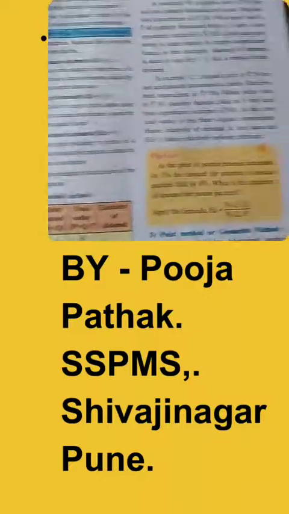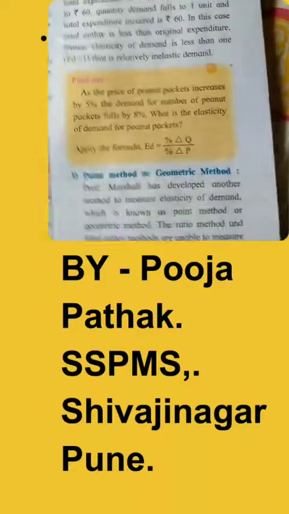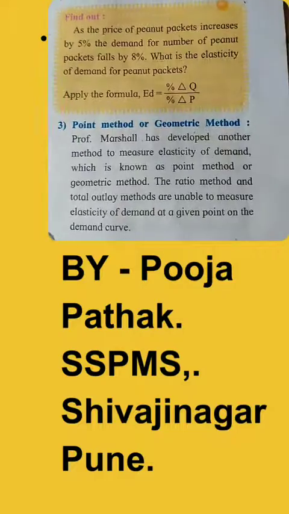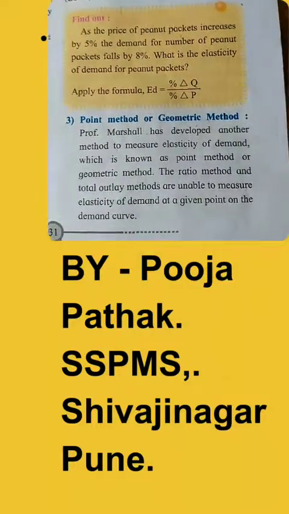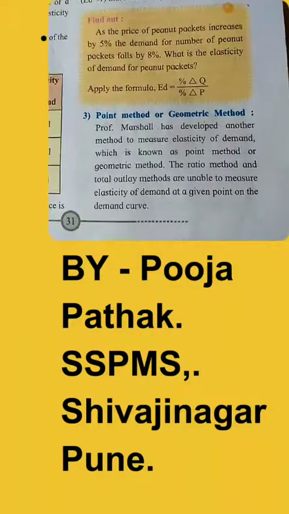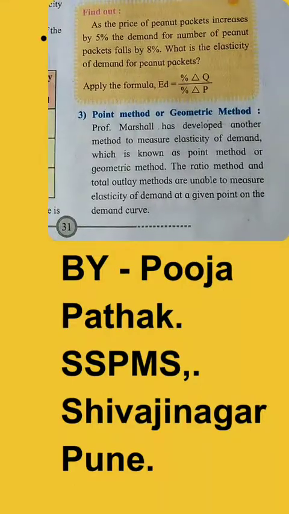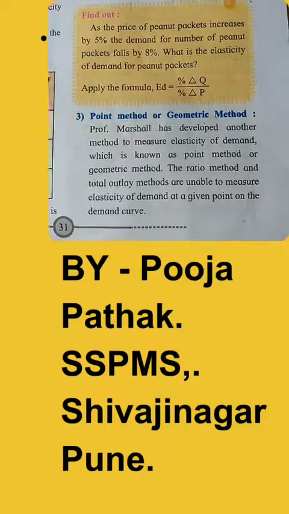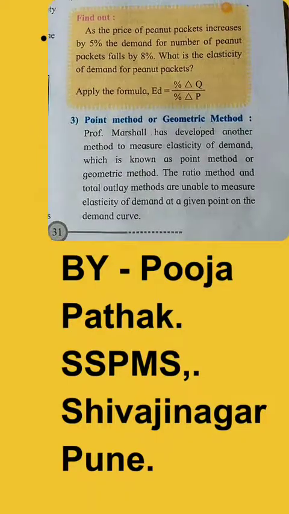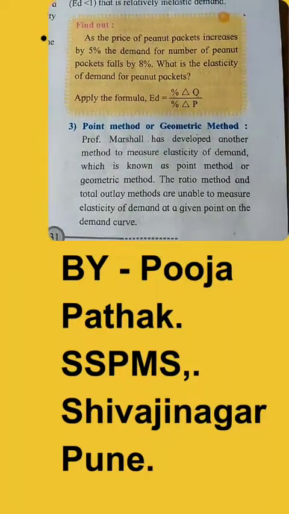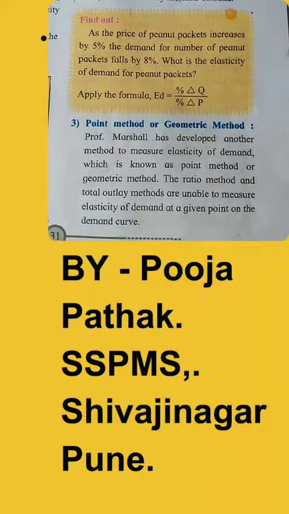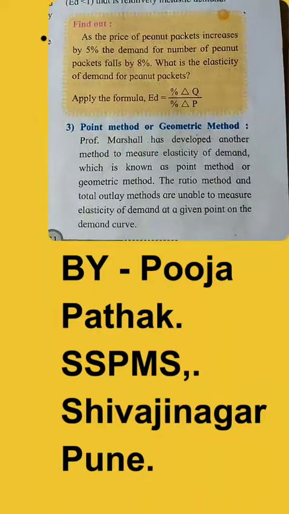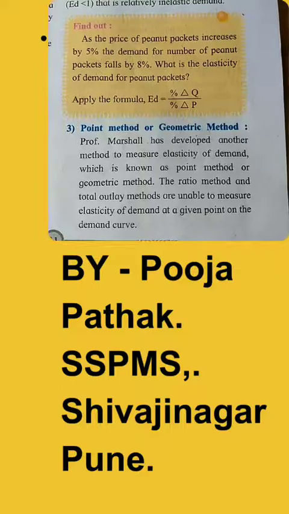Now let us come to the new addition, point method or geometric method. Point method or geometric method is a method developed by Alfred Marshall to measure the elasticity of demand. In this method, the ratio method and total outlay method were unable to measure elasticity at a given point on the demand curve.